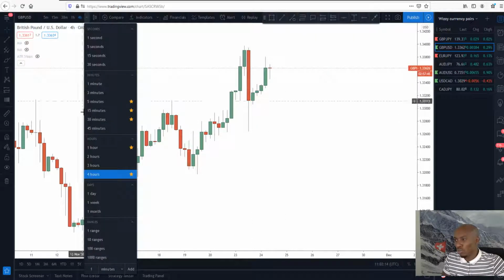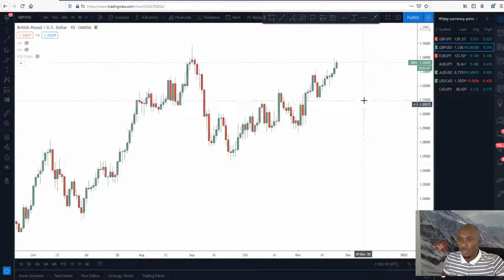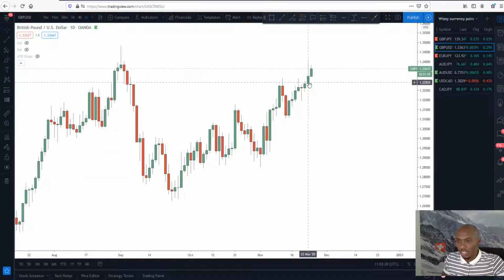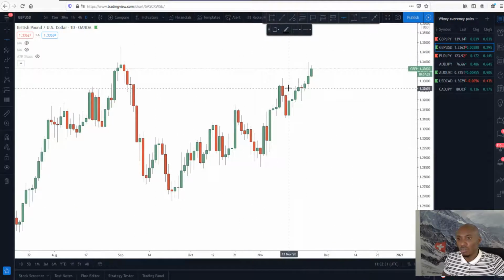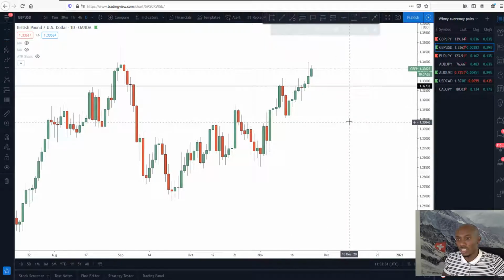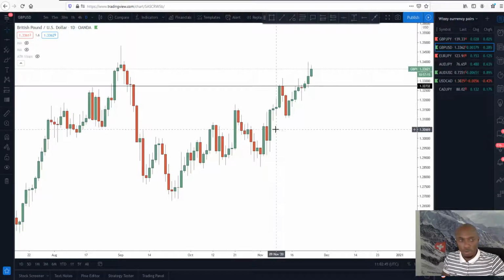So I went to the daily time frame. What I did on the daily time frame, I saw that there was kind of a rejection, but it closes bullish. And not only closes bullish, it closes above resistance level. This was the previous resistance that the currency pair formed. So the price closes above resistance level, so my bias was bullish. That was my bias this morning.